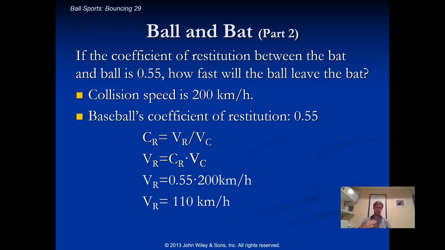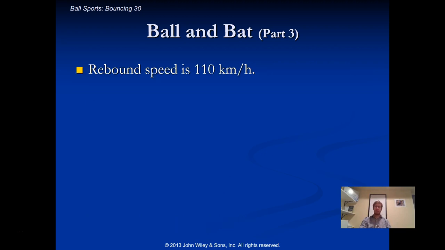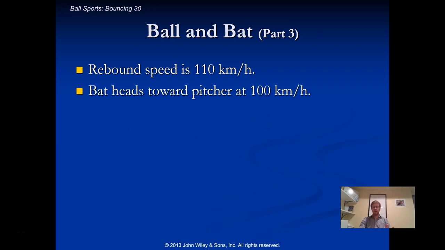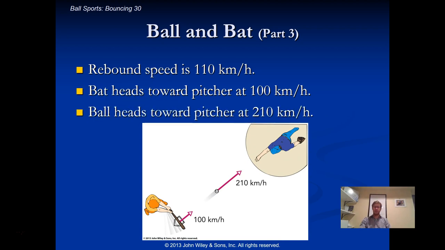Now, is that box-worthy? End of story. See you later. No, right? Because that is just how fast it's coming off of the bat. That's the rebound speed. But it's rebounding off of a moving object. The person who's swinging is probably going to follow through. The bat keeps moving after they hit the ball, right? So since the bat was moving at 100 kilometers an hour, if we assume it maintains approximately a constant speed through the impact, then the final speed of the ball back towards the pitcher is 210 kilometers an hour.